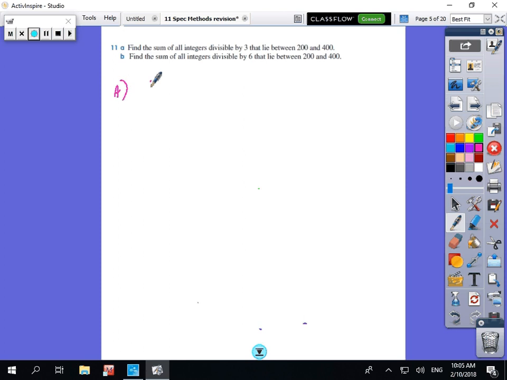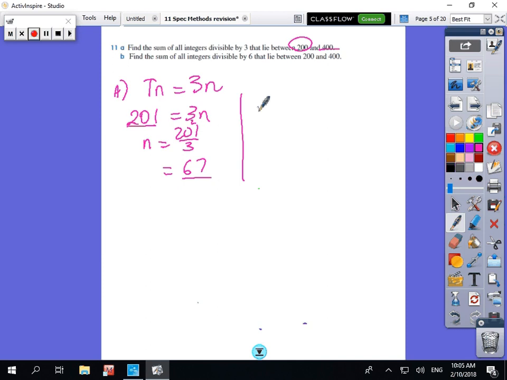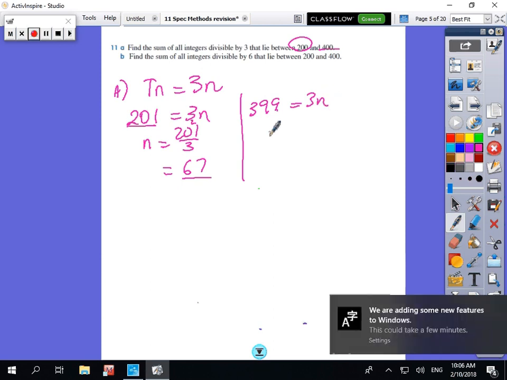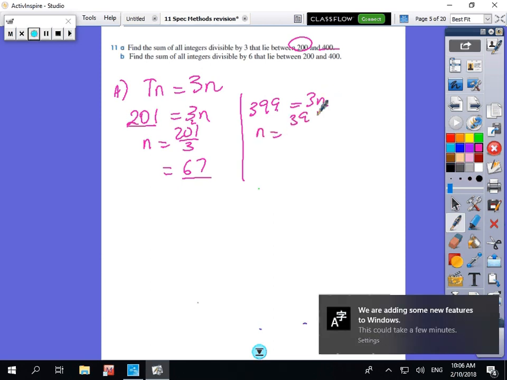Okay, so for A, if all the terms are divisible by 3, that means that the general term is just 3n. Now the first number past 200 that is divisible by 3 is 201, because 2 plus 0 plus 1 is 3. So that's 3n, so n equals 201 divided by 3, which is 67. Now the last number would be 399, because 3 plus 9 plus 9 is divisible by 3. So n equals 399 divided by 3 equals 133.